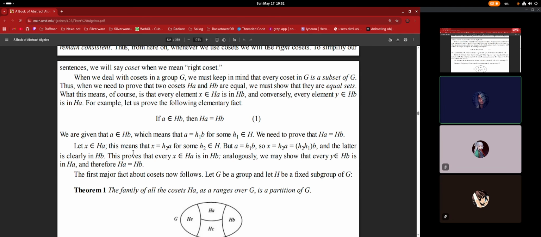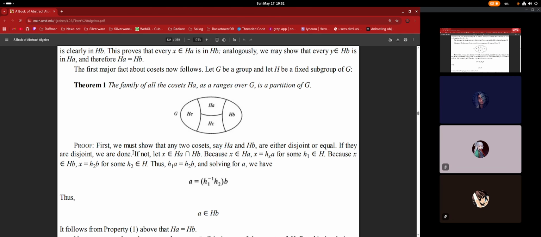And then we go to our first theorem, which starts like wiring everything up. Like we saw partitions and equivalence relations. Those are going to matter right here. The family of all the cosets Ha as it ranges over G is a partition of G. Boom. First, we must show.